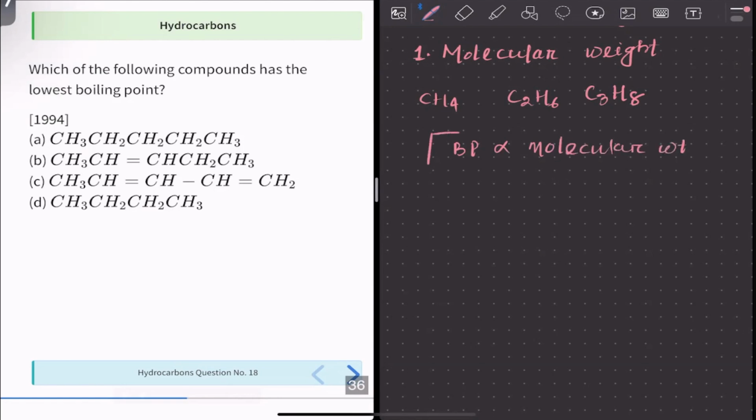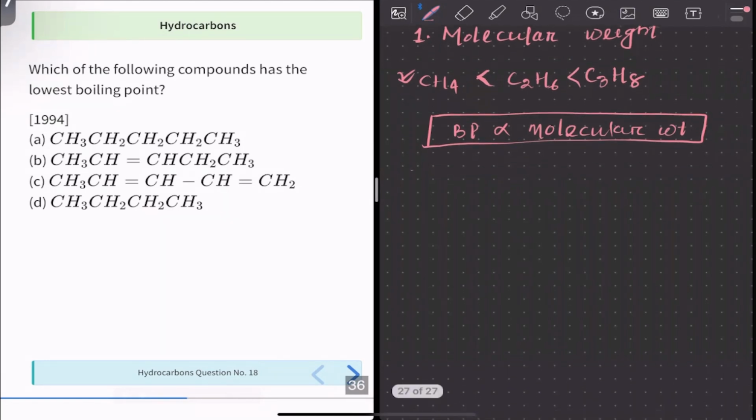Okay, so in these three compounds, which will have the highest boiling point? That will be C3H8. The order will be C3H8 greater than C2H6 greater than CH4. Okay, so let's move on to the second factor. The second factor will be branching.